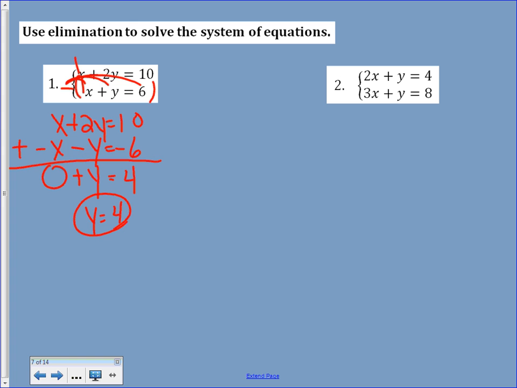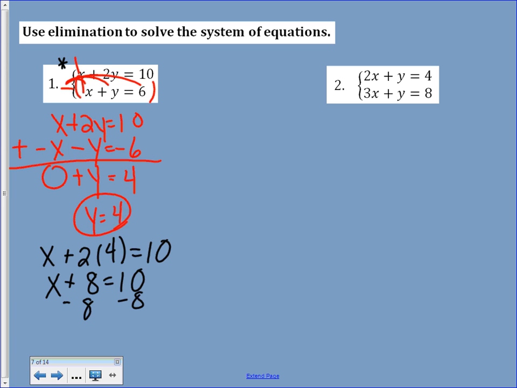Okay, just like I did yesterday, once I know one variable, I can plug it back in to get the other variable. And just like yesterday, it doesn't matter which one I pick, they will all work. So let's just pick the first one. So I'm going to have x plus 2 times 4 is equal to 10. So now I want to go through and solve that for x. So instead of writing y, I wrote 4, and now I'm just simplifying it out to see what my x is equal to. I'm going to subtract 8 from both sides, and then I'm going to get x is equal to 2. So once I have my two answers, I can go ahead and write them as a coordinate point.